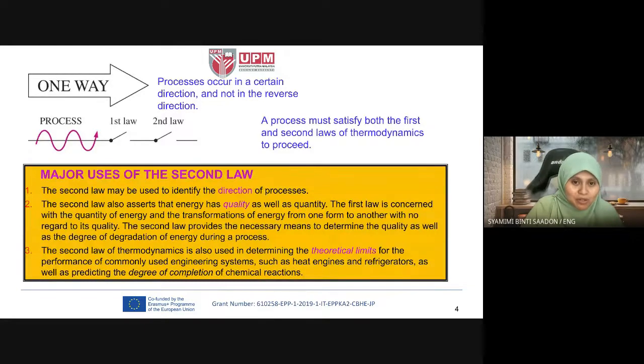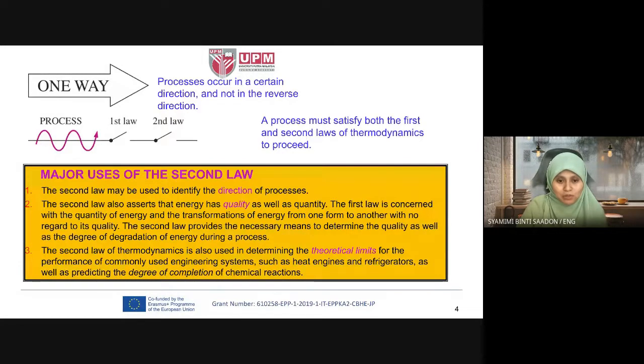Okay, one way process occur in a certain direction and not in the reverse direction. So that's why we need the second law, because a certain process can only occur in one direction, not the reverse. A process must satisfy both the first and second law of thermodynamics to proceed. So we need this second law. So what does this second law mention?